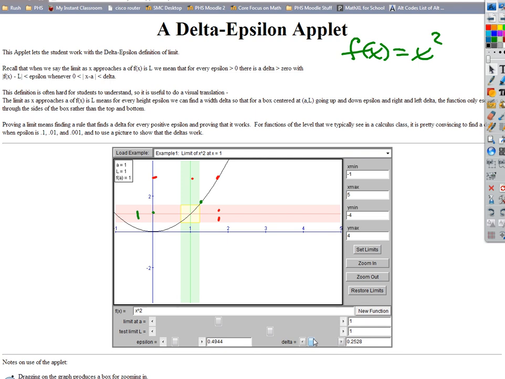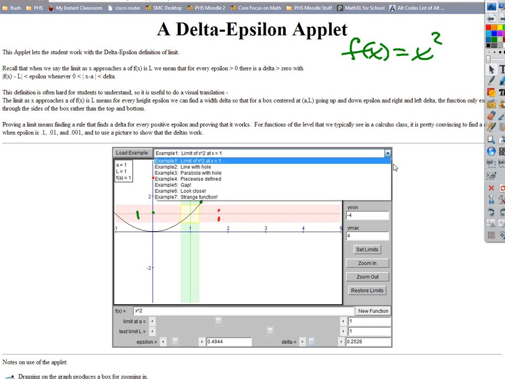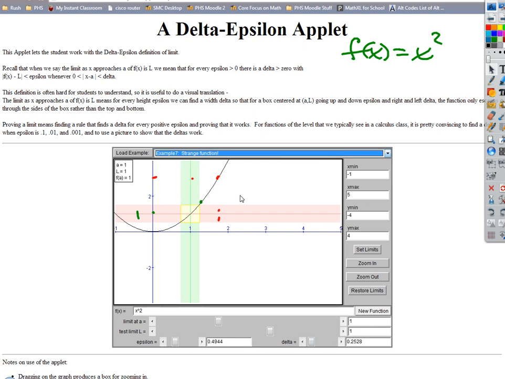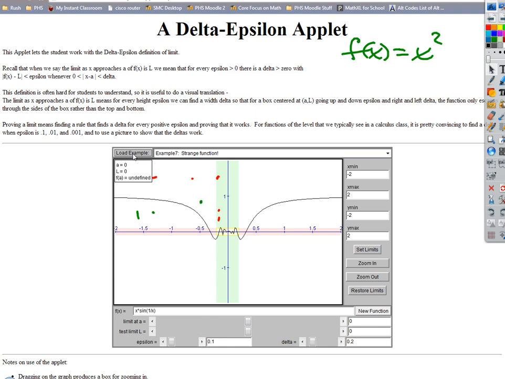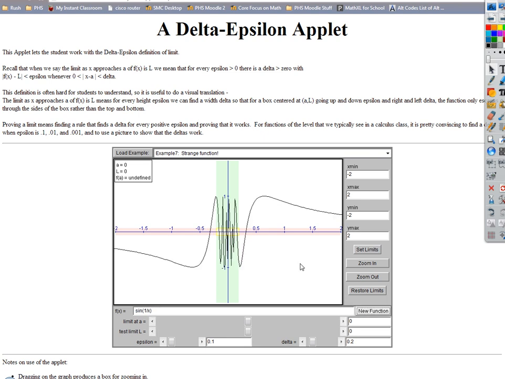Now, I don't want to belabor this too much. Let's just go down to one example that doesn't work. Let's go down to that weird example of, actually I want to change this. Let's just do sine of 1/x like we did yesterday. Okay, there it is.